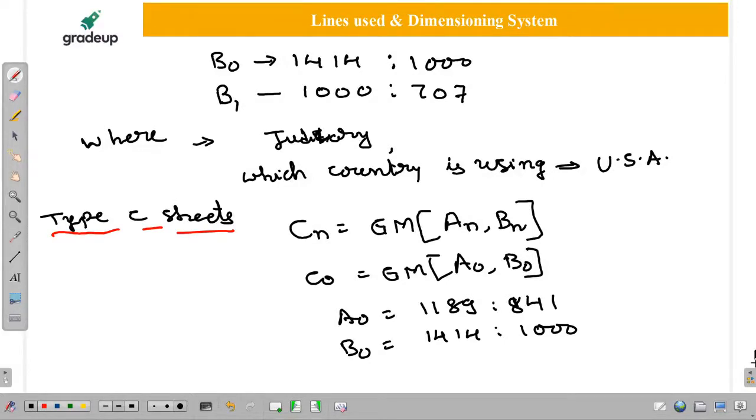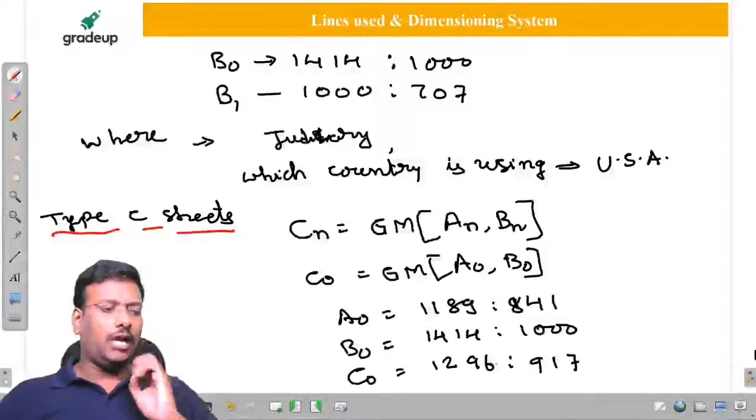What is the answer for this? So the C0 size is going to be 1296 by 917. 917. Is it clear, my dear friends? This is the type C sheets. This is about the type C sheet.